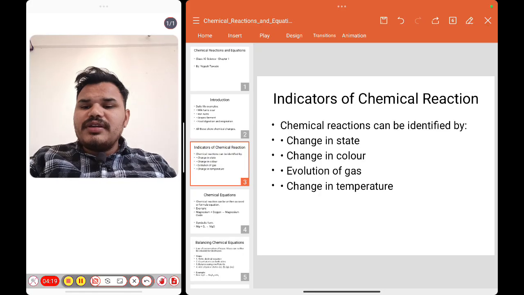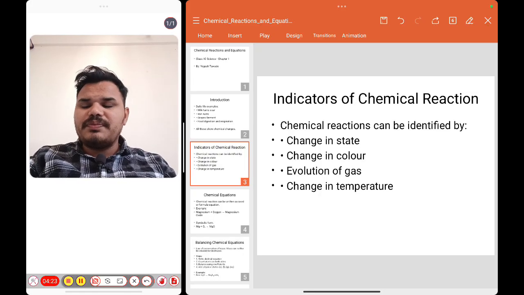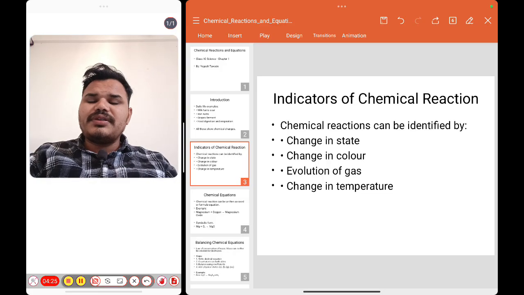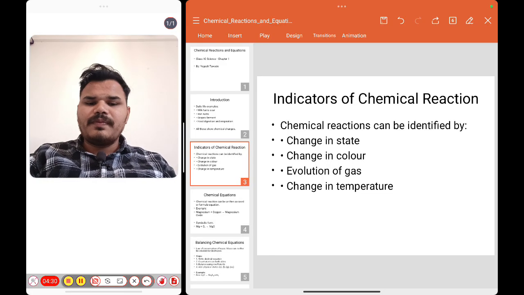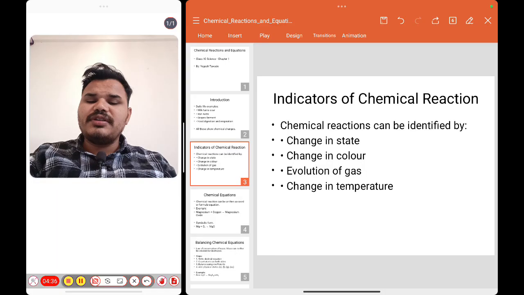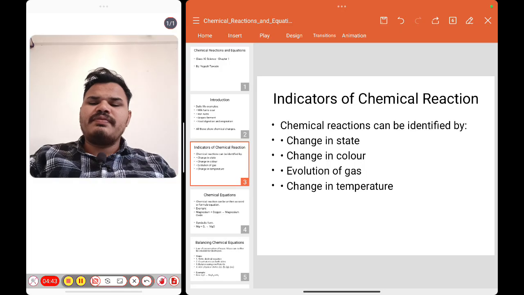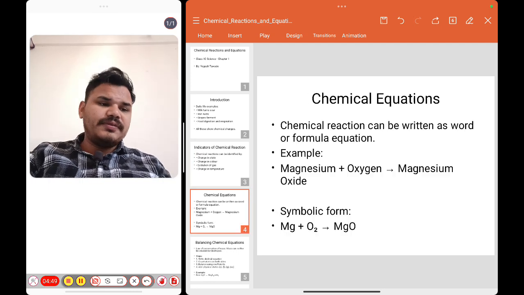Then if there is any color change, you can see it in milk. Earlier it was purely white in form, but after that you will get a yellowish color, or some layer is formed in that milk. Then the evolution of gas: in some reactions, after the reaction some amount of gas will be evolved, so that time again we can say a reaction occurred. Then the change in temperature: earlier the temperature was lower, but after the reaction the temperature will be increased.